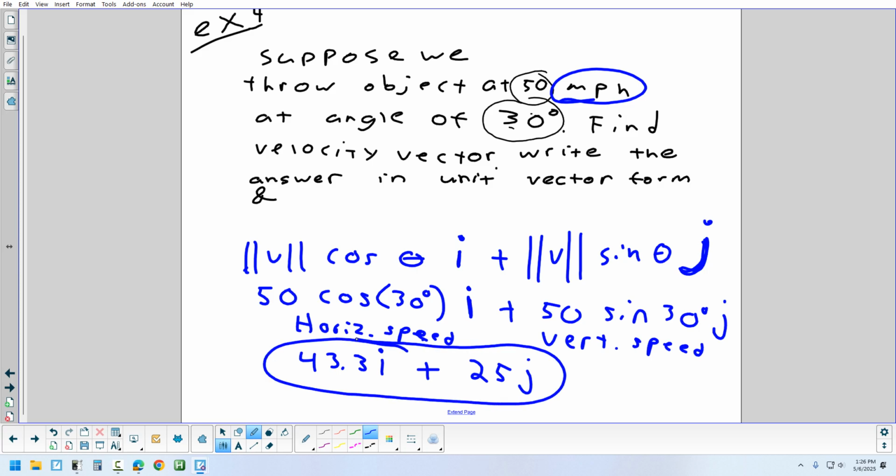Is the I and the J just for vertical and horizontal? The I is horizontal, and the J is the vertical.